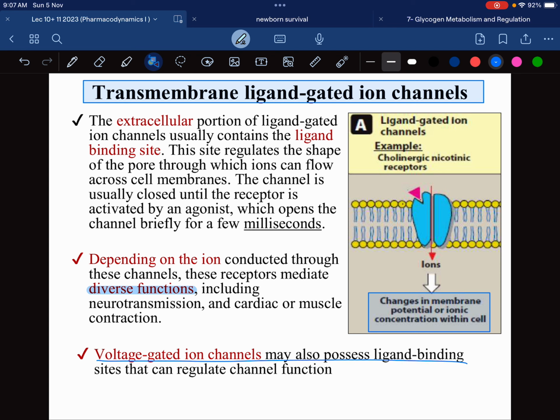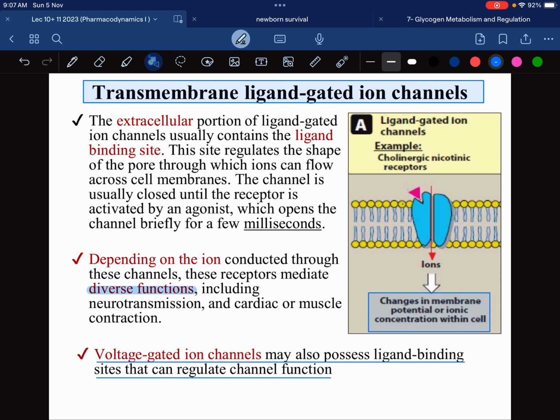Voltage gated ion channel may be processed with a binding site. This type also includes the calcium channel. So the binding site is extracellular, and the time needed to produce their biological activity is milliseconds.